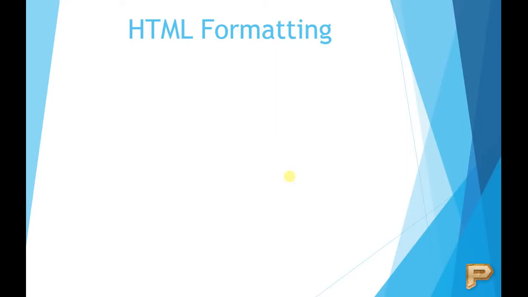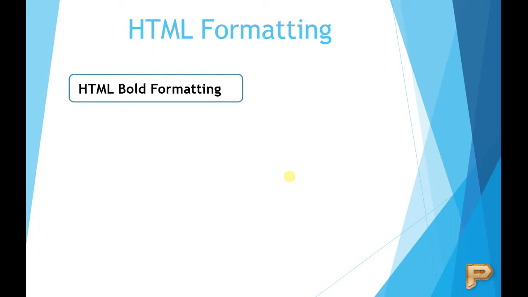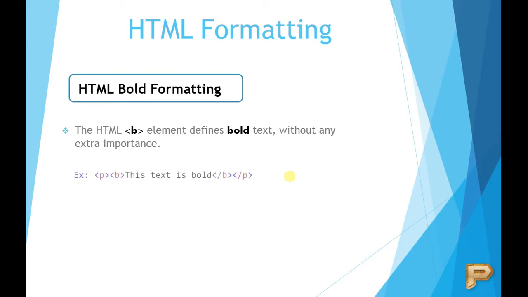In this tutorial of the HTML video series, we will learn about HTML formatting. HTML formatting can be done by using a number of tags. Amongst them, the very first tag is HTML bold formatting. The HTML bold element defines bold text without any extra importance. This is an example: paragraph, bold, this text is bold, followed by the closing tag of bold as well as the closing tag of the paragraph.